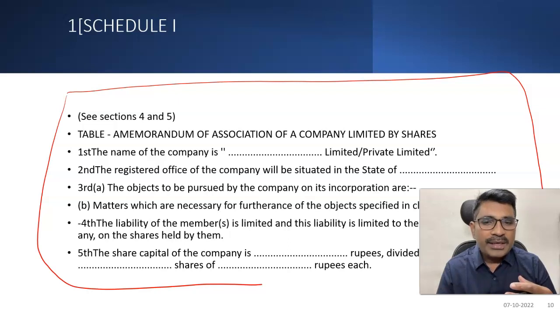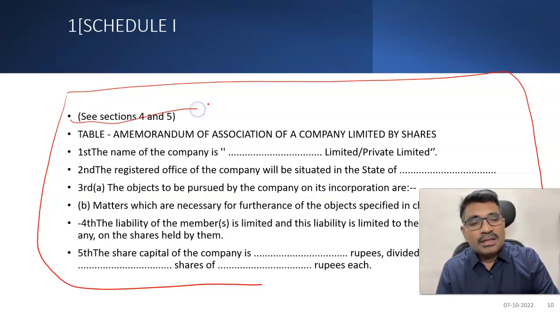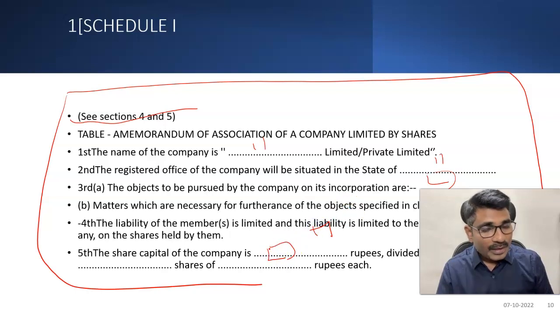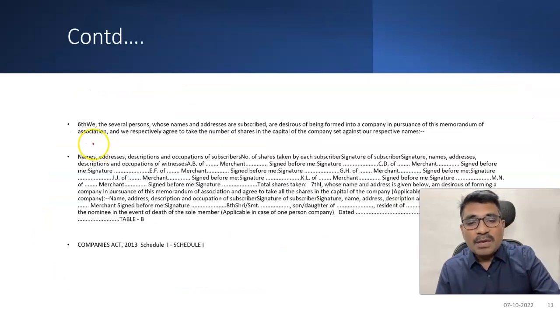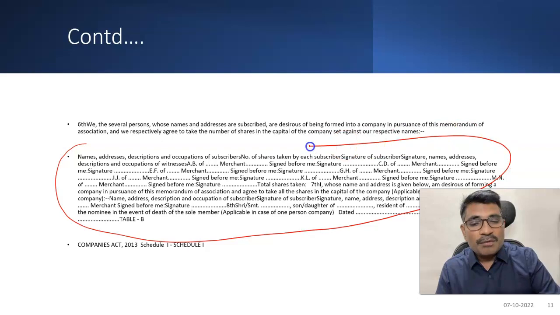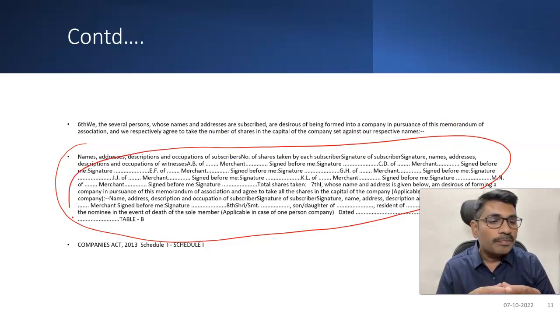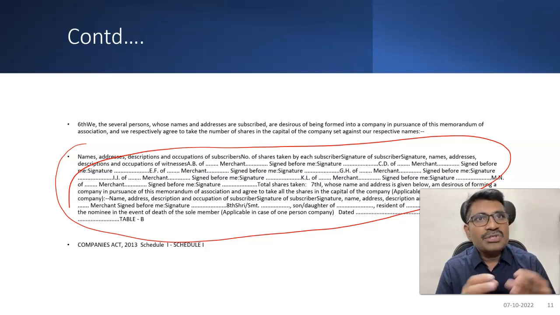The memorandum is already printed. The memorandum is already there. You are supposed to fill up the name, address, objects, some paragraphs. Then what about the liability and who are the people who are subscribing? And the subclause is also given about how many people, signed before whom, by affidavit, signatures. So the company law is drafted in such a way that whatever doubts we get, whatever clarifications we require, if we do a little bit of understanding of the subject, you will get to understand it very easily.